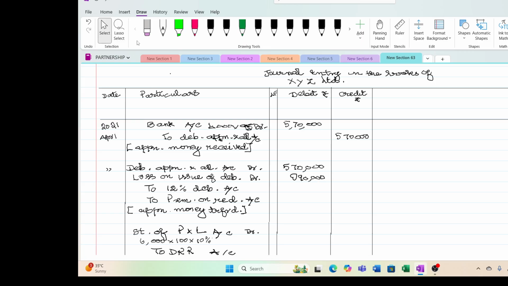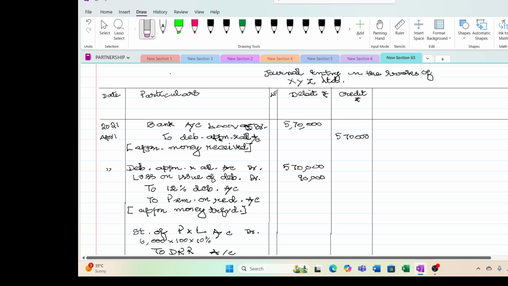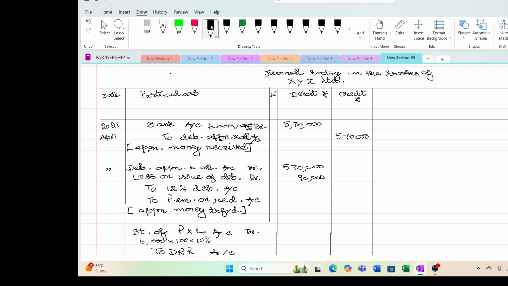90,000 we are going to debit to the loss on issue of debentures. So now, the 12%, all of you know that the discount will go into your 12% debenture account. So you have to always credit the debenture with the face value. The face value is 100. For 6,000 debentures, you are going to credit it with 6 lakh rupees. And premium on redemption will be, see here it is 10 for 60,000. So we are going to write it here, 60,000. So always check your debit and credit.